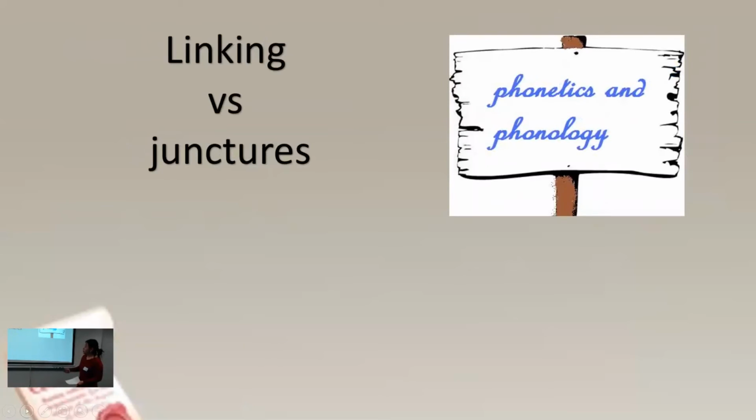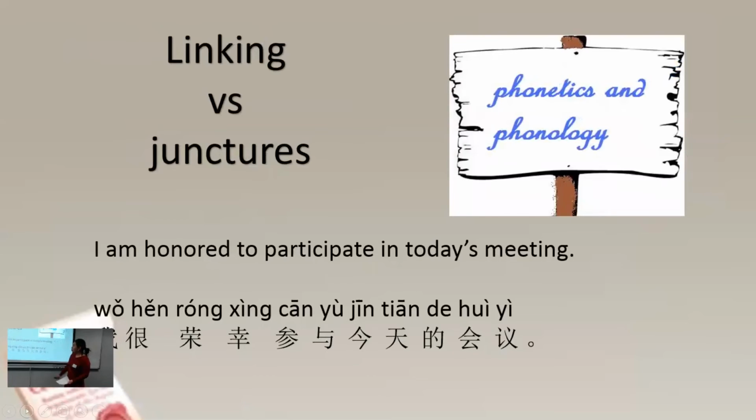And now let's come to linking and junctures. As I said, the importance 我很荣幸参与今天的会议. This is how we say it in Chinese. I'm honored to be participating in today's meeting. But as you can see, the difference is that when I'm speaking English, I speak it in a whole stream, like I'm honored to participate. There's nothing that stops in between. But in Chinese, 我很荣幸, I have to pronounce every word clearly. That's why we pronounce every sound so clearly.